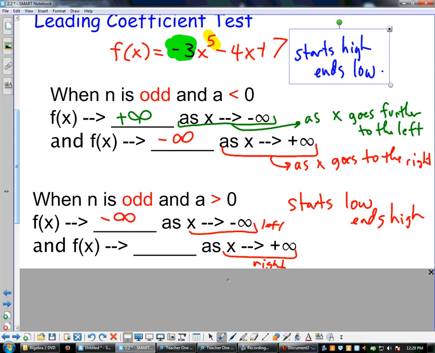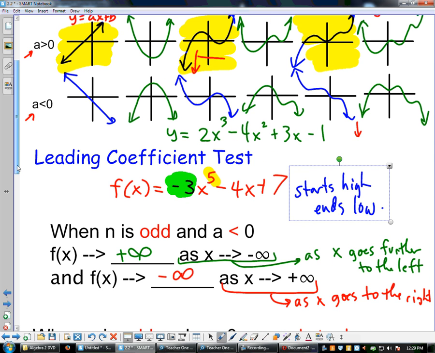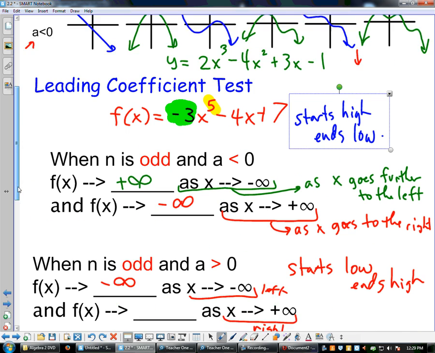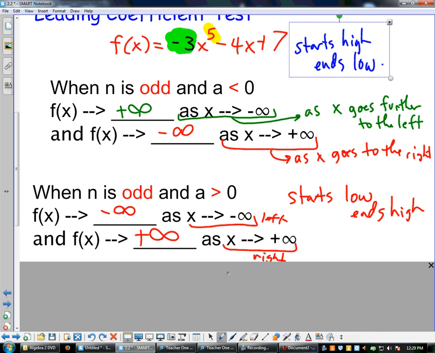And as x approaches positive infinity, which means as we're going to the right, this one was to the left. As we go further and further to the right, what's happening with these? As we go further and further to the right, what's happening to the function? It's going up, so we're going to write that the function is approaching positive infinity. Agreed?